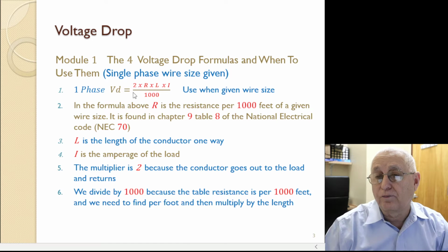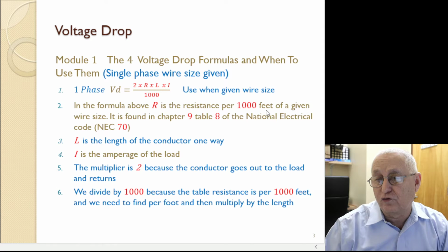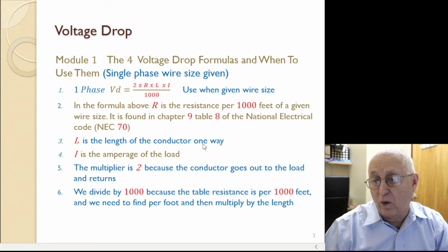The first formula, single phase, when we're given wire size, is VD equals 2 times R times L times I over 1,000. In the formula above, R is the resistance for 1,000 feet of a given wire. It's found in Chapter 9, Table 8 of the National Electrical Code. L is the length of the conductor one way. If it's a cable and it's running out 100 feet, the length of one conductor is going out, but we're also coming back. I is the amperage of the load.